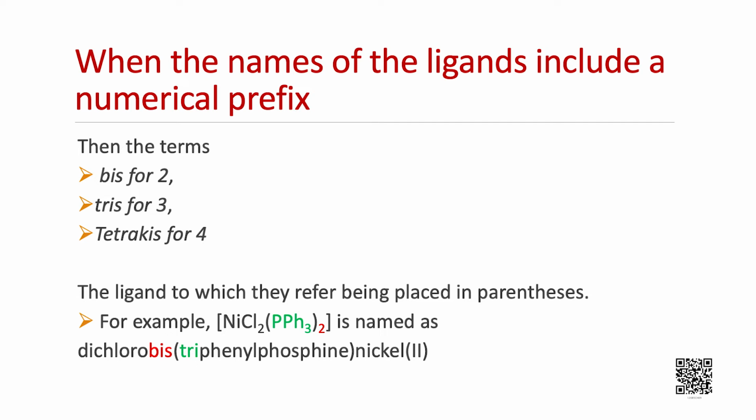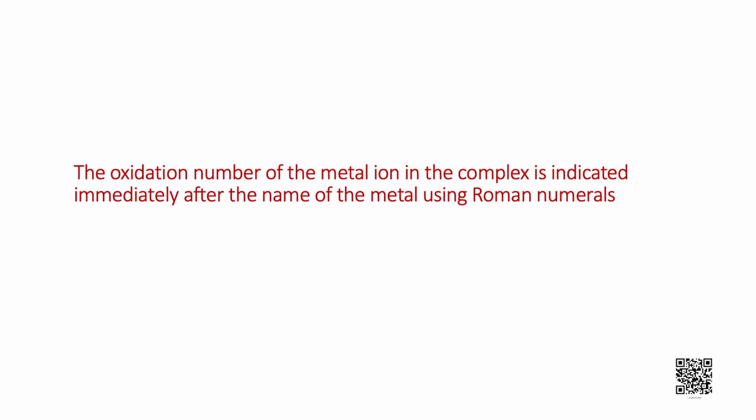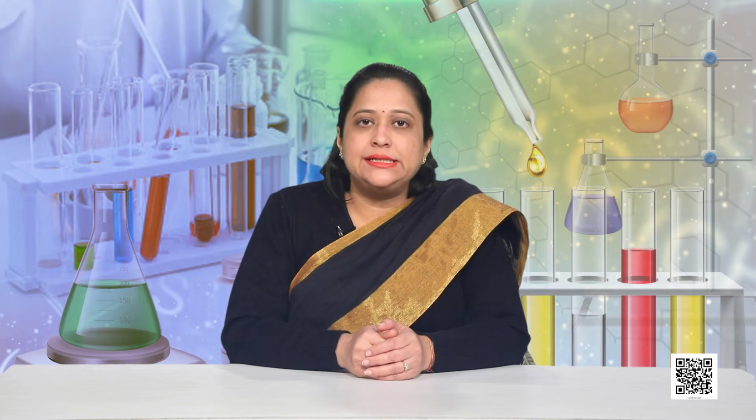For example, the complex given here is named as dichlorido bis(triphenylphosphine) nickel(II). The oxidation number of the metal ion in the complex is indicated immediately after the name of the metal using Roman numerals. Let us learn how to write the name of given complexes one by one.